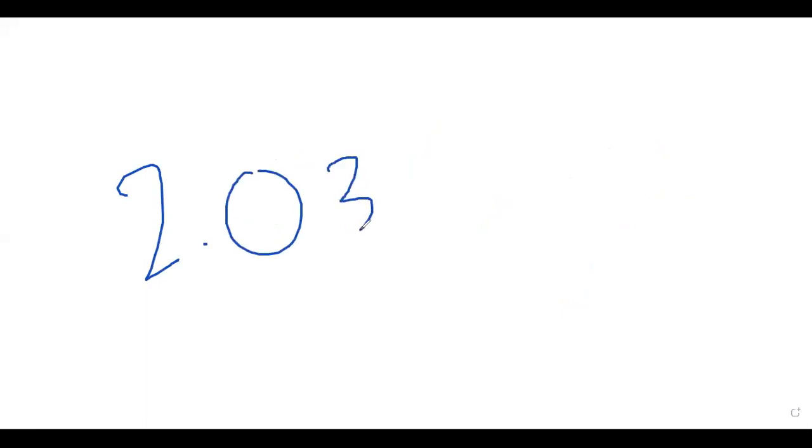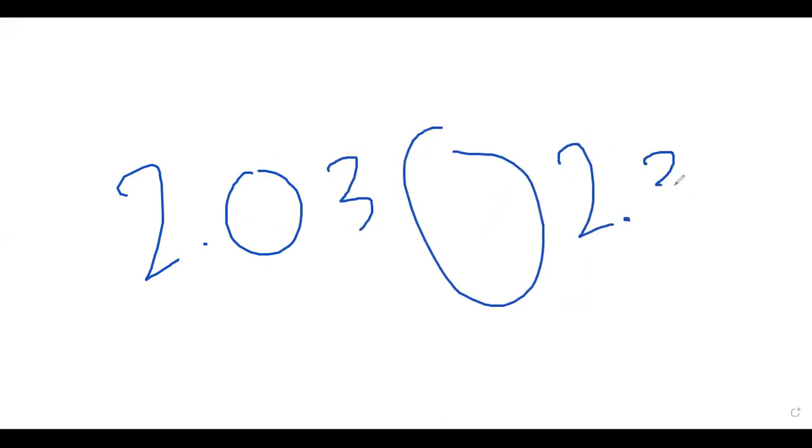Another example, suppose that we have 2.03 with 2.3. Here you need to go digit by digit. We have 2 with 2. They are still the same. Now we have 0 with 3. 0 is less than 3. So this number should be less than this number.